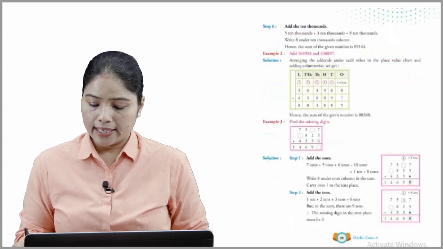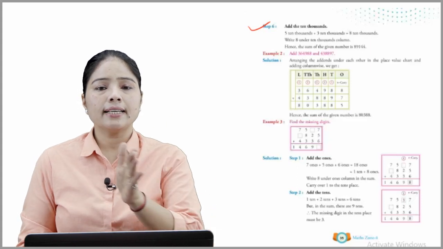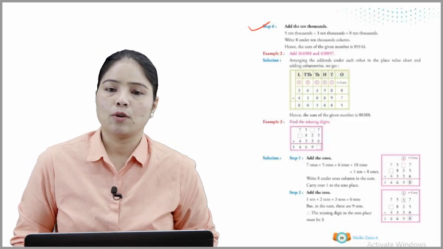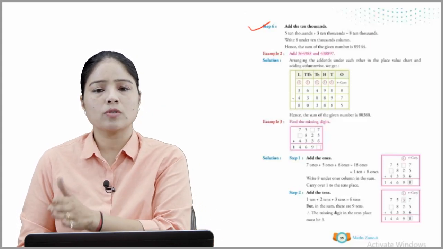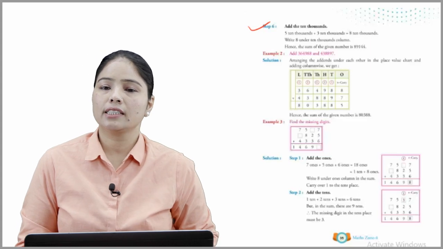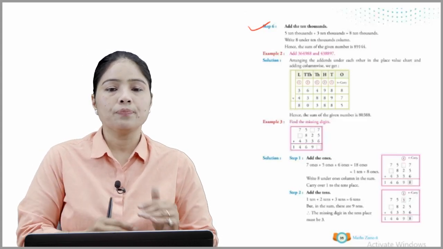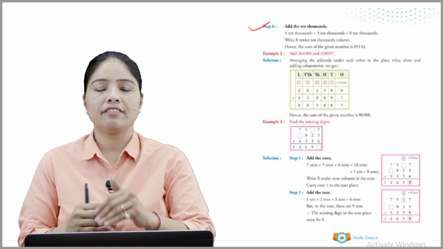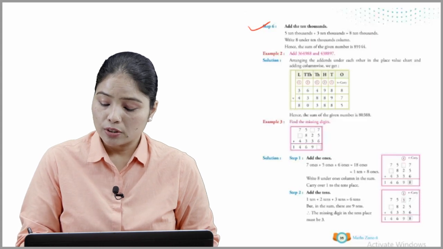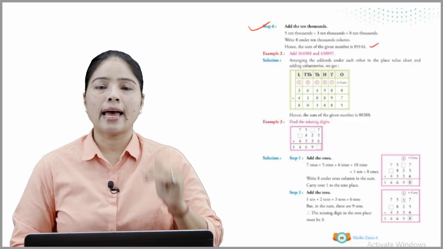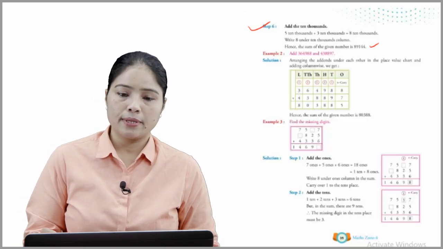ओके, then step number 6, उसके बाद क्या करोगे आप? Add the ten-thousands. अब आपने 10,000 को add करना है. 5 ten-thousands plus 3 ten-thousands is equal to 8 ten-thousands. Write 8 under the ten-thousands column. Hence the sum of the given numbers is 89144. Okay, so this is example number 1 and its solution. I hope you understood all. Now see example number 2.